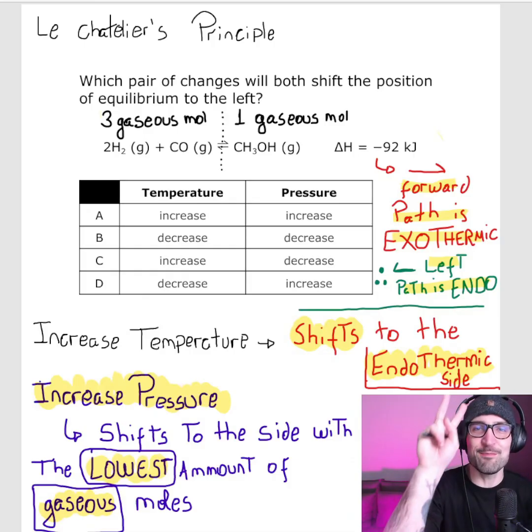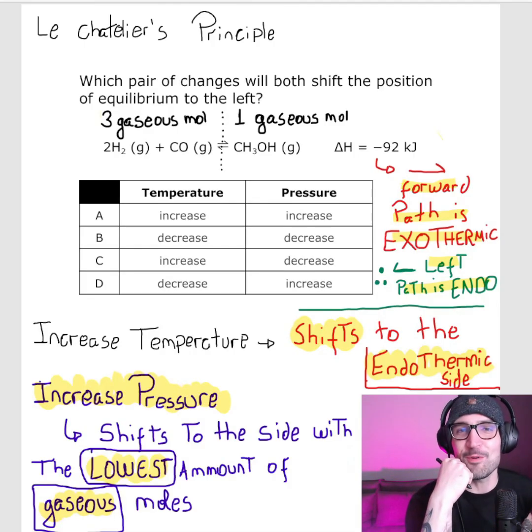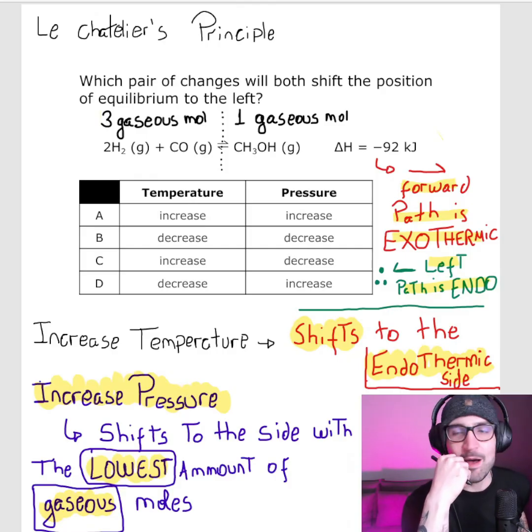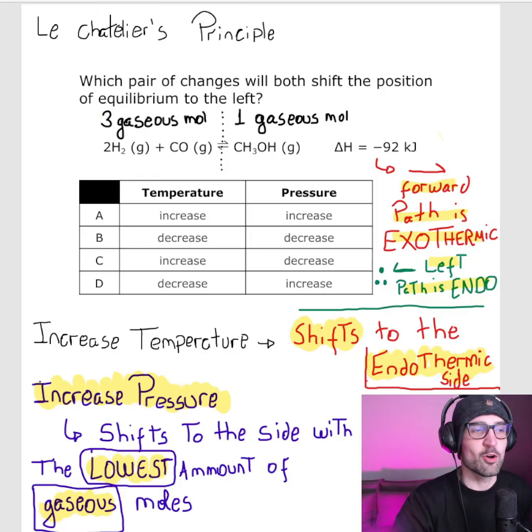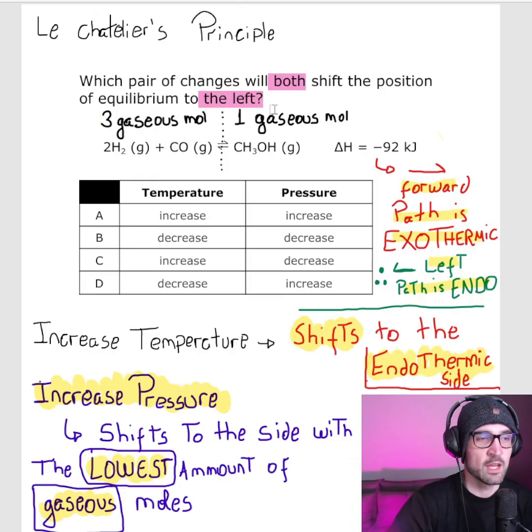Today I brought you an IB style question, paper 1A style. It's about reversible reactions. It's about Le Châtelier's principle. So let's begin. Which pair of changes will both shift the position of the equilibrium to the left? Now, the changes in question are temperature and pressure.